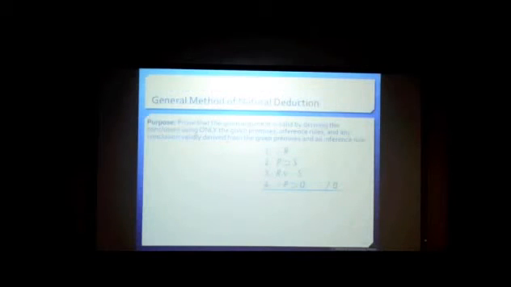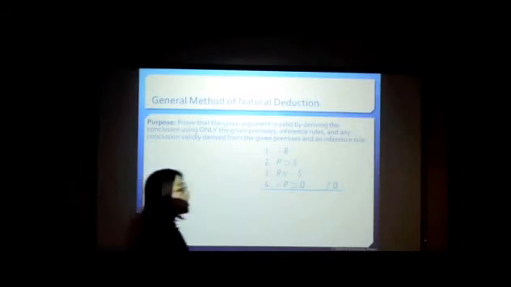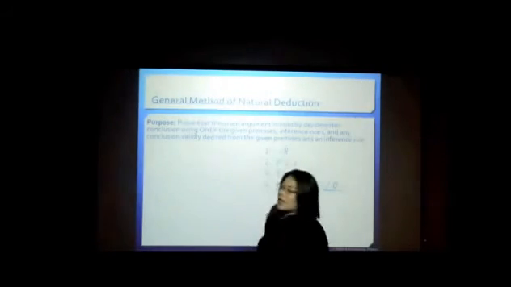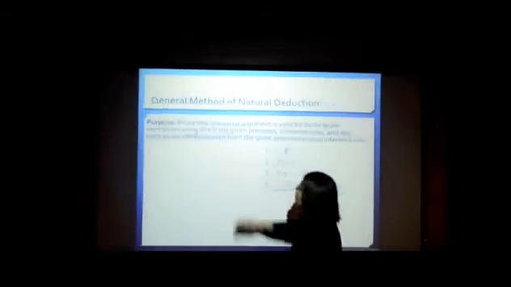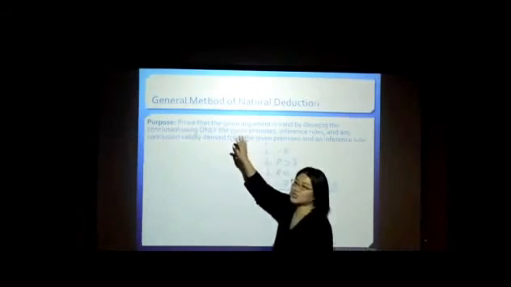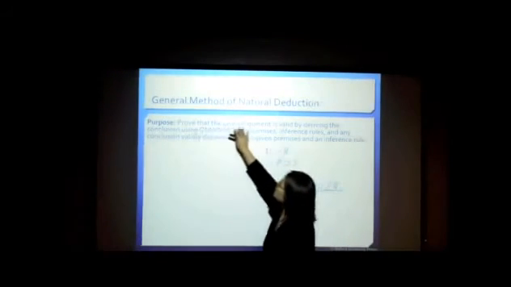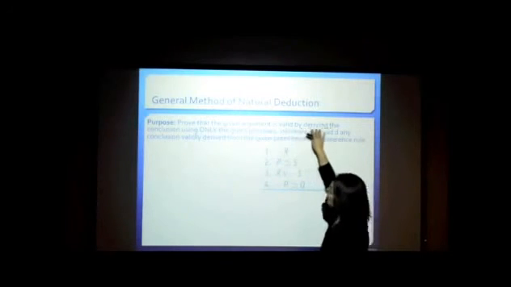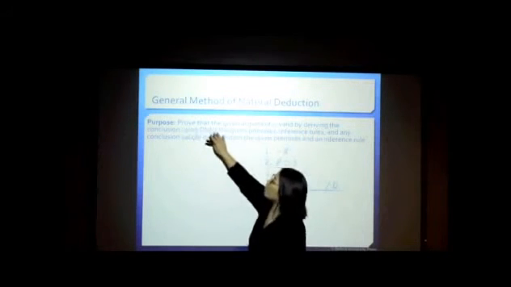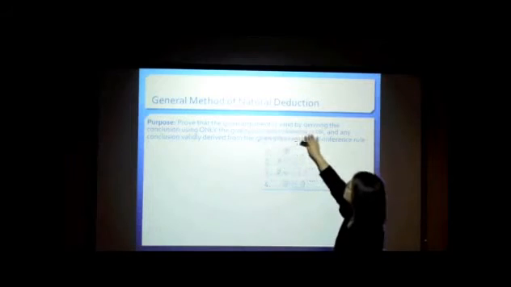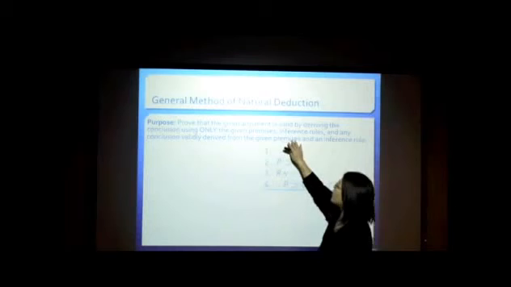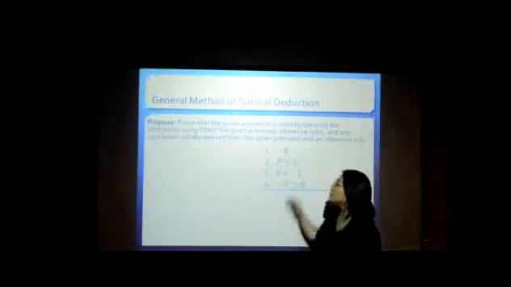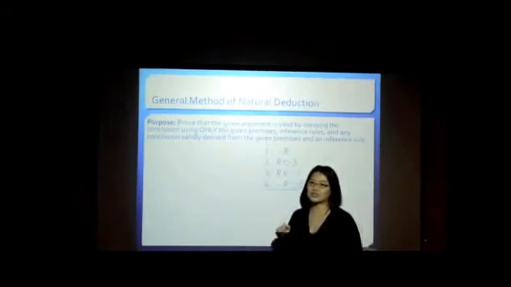Okay, so the general method of natural deduction. I'm going to go through the general idea of how natural deductive proofs work, and then we're going to do a bunch of examples, okay? So first of all, the purpose of a natural deductive proof is to prove that the given argument is valid by deriving the conclusion using only the given premises, inference rules, and any conclusion validly derived from the given premises and an inference rule. Here's the setup of a natural deductive proof.